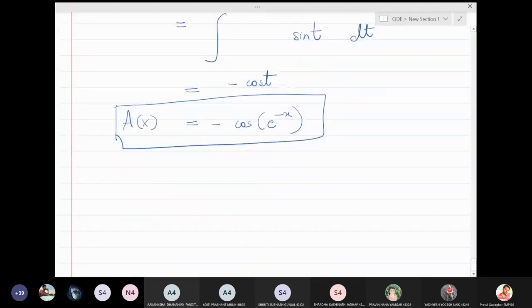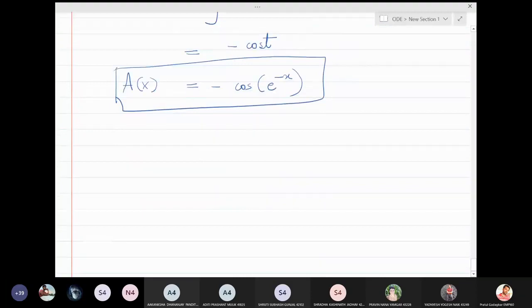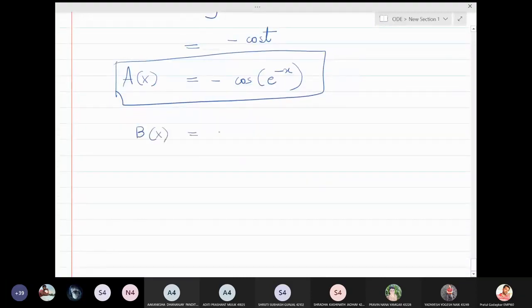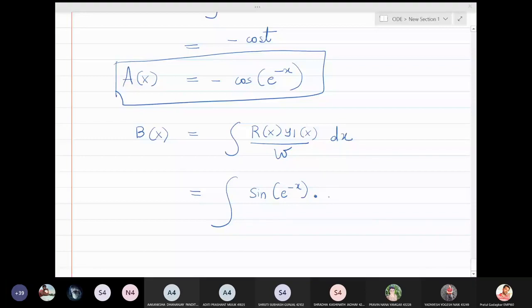Let's see what is bx. Bx is integration rx y1 x upon w dx, which is integration, the right hand side is sine e raised to minus x. Y1 is e raised to x, right? E raised to x upon w is e raised to 3x dx. I hope I'm right.